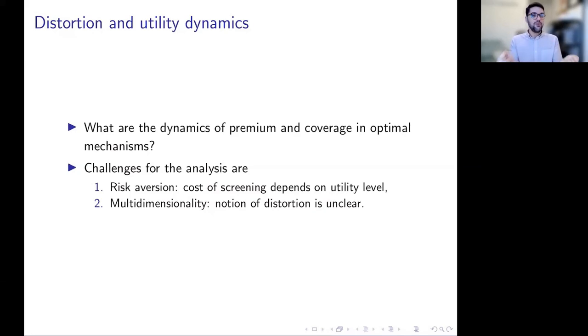So it turns out that the marginal cost of screening or separating agents with different types is going to be dependent on the utility level that is offered to the agent. So there is a certain non-separability here of these two costs in this problem that's going to be important for us.